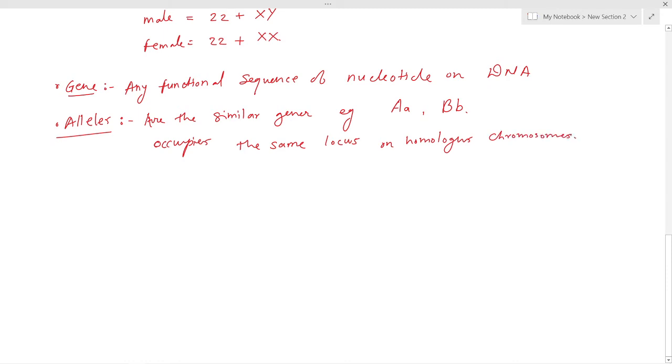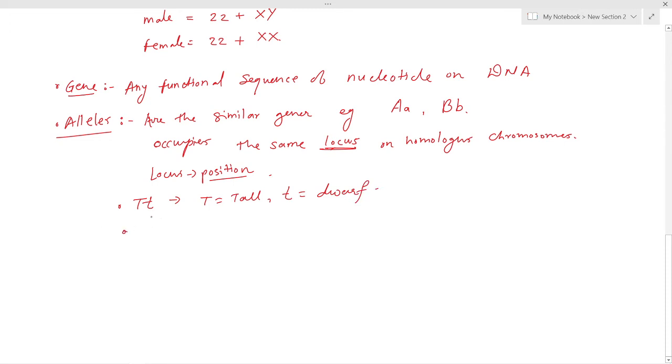We have discussed what homologous chromosomes are, and locus is a position occupied by a gene on a chromosome. So basically this locus is a place, a position occupied by genes on the chromosome. They code for alternative forms of the same character. For example, if this is T, the capital T is for tall, the small t for dwarf.